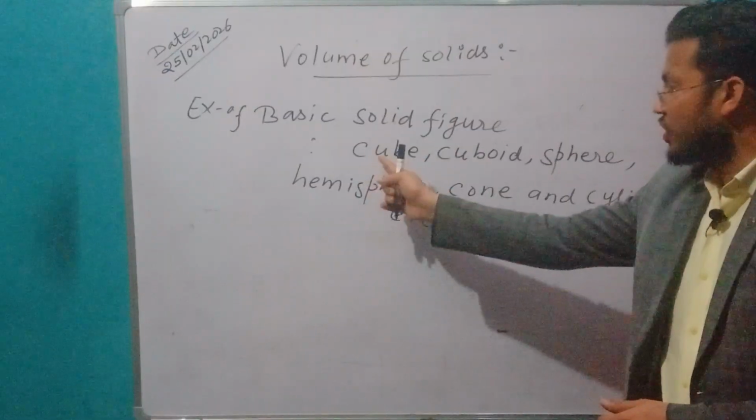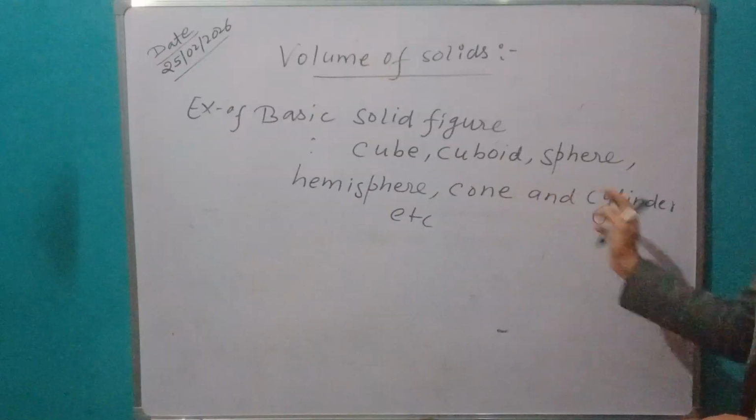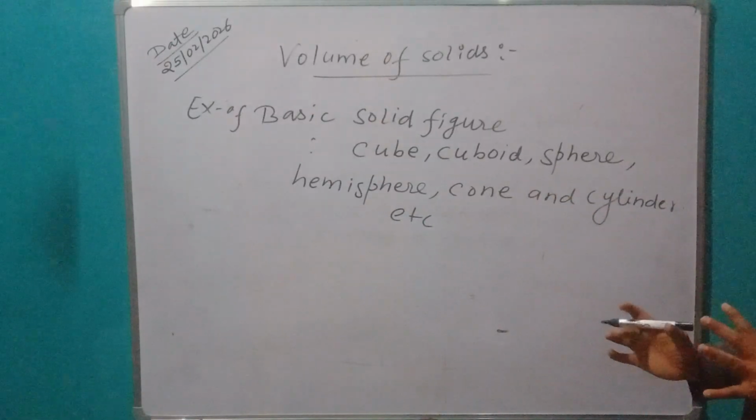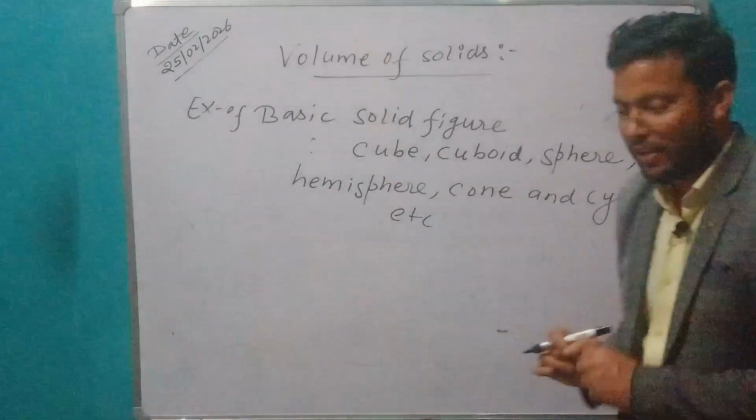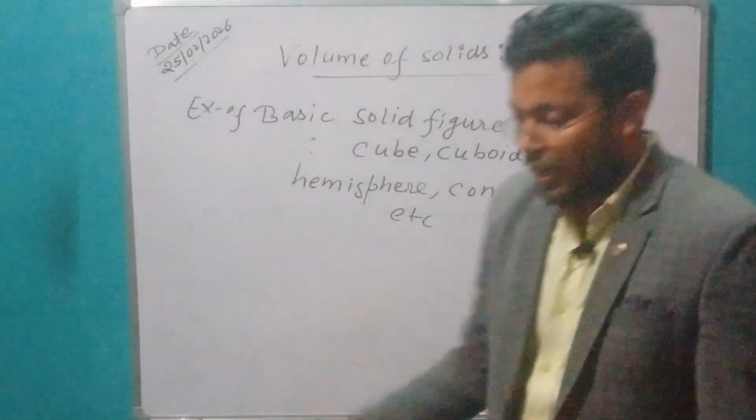These basic solid figures are the cube, cuboid, sphere, hemisphere, cone and cylinder. Today I will make these figures on this board. Let's see.